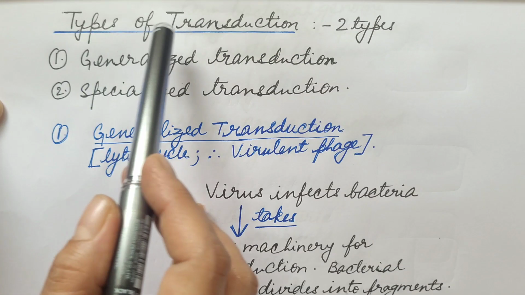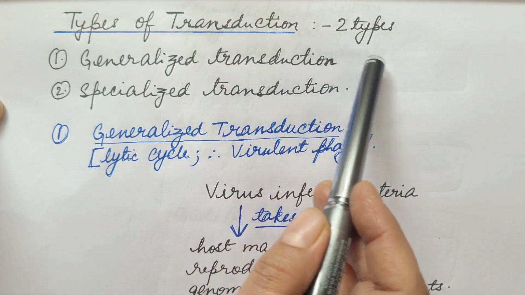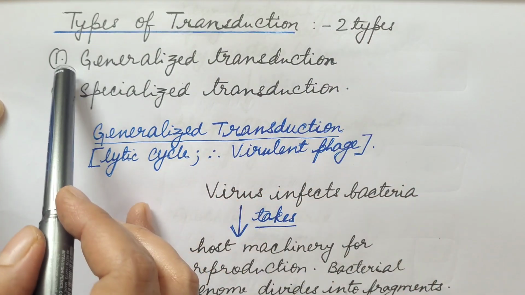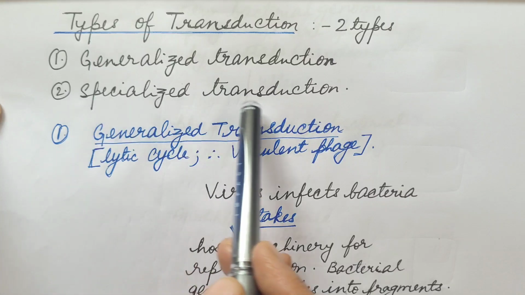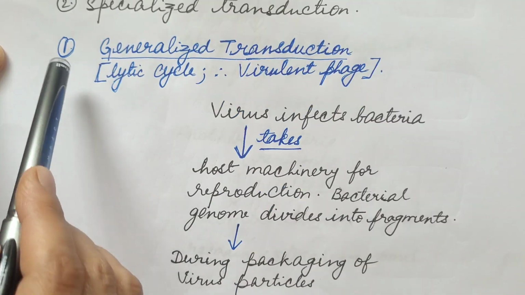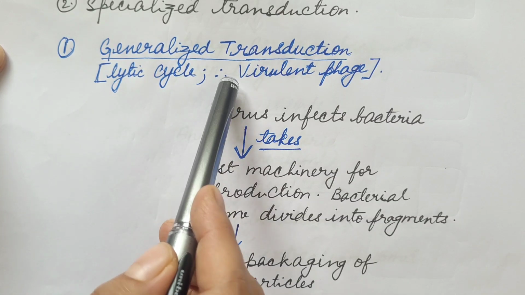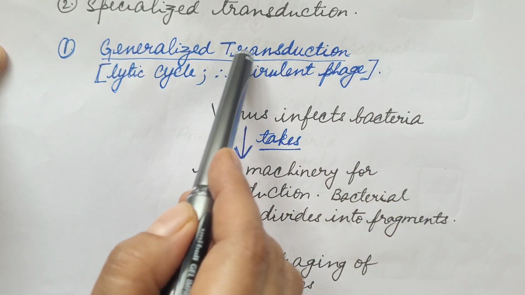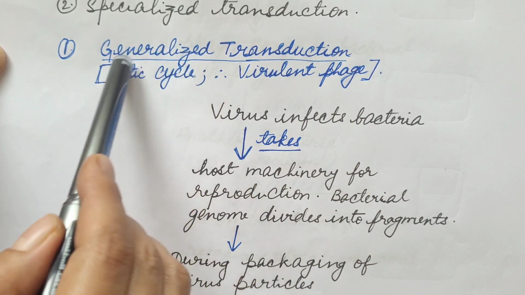Now let us see types of transduction. There are two types of transduction: generalized transduction and specialized transduction. Let us see them one by one. First is generalized transduction. It is shown by virulent phage in lytic cycle.